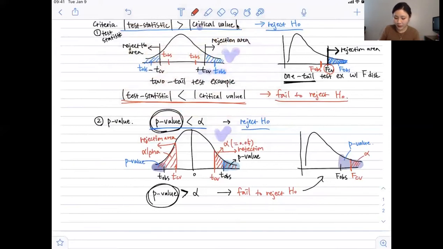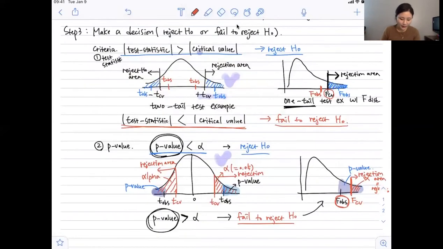So if the p-value is greater than alpha, that means the F observed value is less than the F critical value. We fail to reject our hypothesis because the F observed value is not in the rejection area.